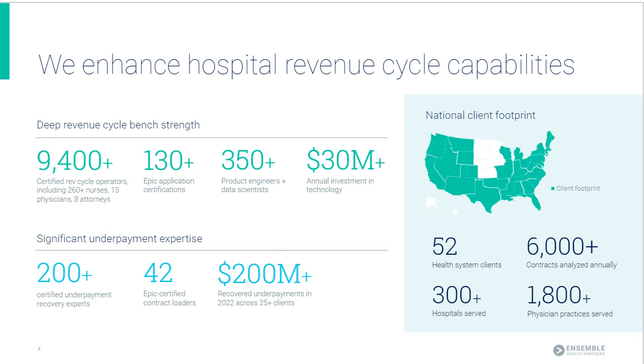Ensemble's national footprint also provides us the benefit of seeing a variety of regional and national payer trends that help feed our technology and experts to bring results to AMCs, critical asset hospitals, large IDNs, children's hospitals, and everything in between with various solutions from short to long-range engagements. Ensemble also invests over $30 million a year into our technology platform to continue to improve upon our subject matter expertise and scale our business across the healthcare industry.